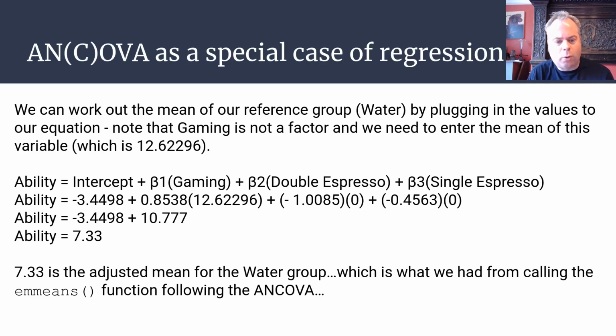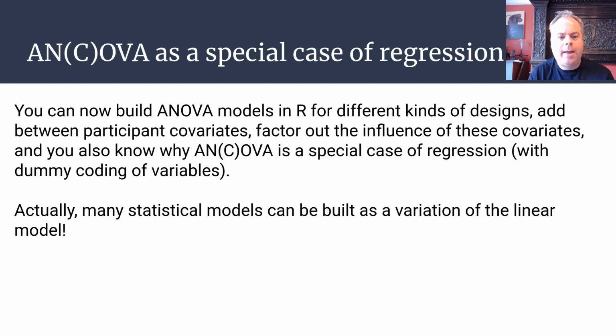Very often in regression, you'll actually scale and center your covariates, which make things a lot easier to interpret. I haven't done it here, but it's something you might want to investigate. So 7.33 is the adjusted mean for our water group, which is what we had when we used the EM means function following the ANOVA. And we can calculate the double espresso and the single espresso group means in exactly the same sort of way.